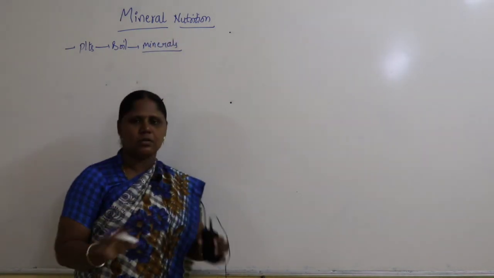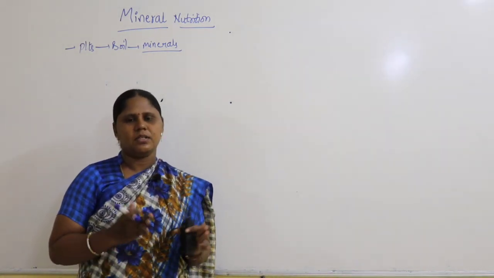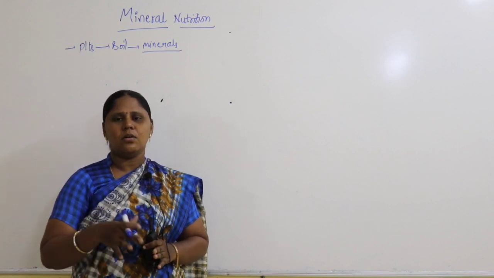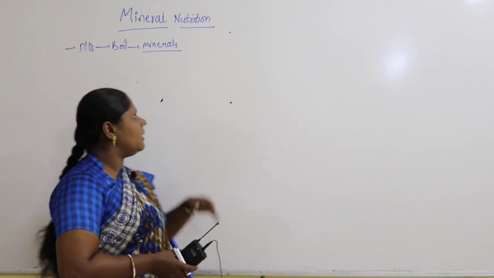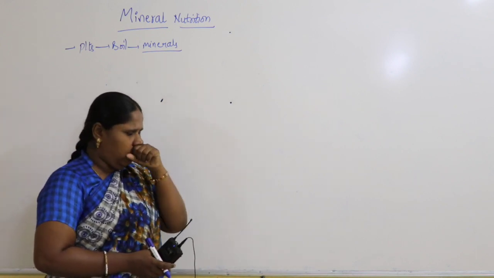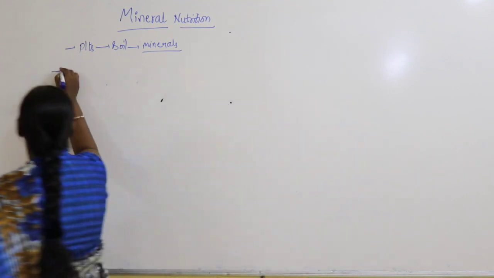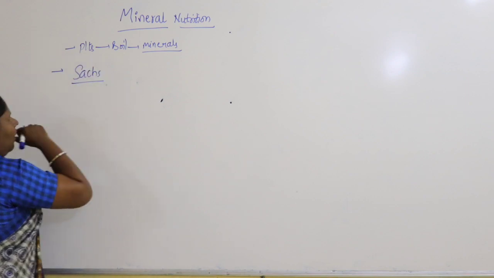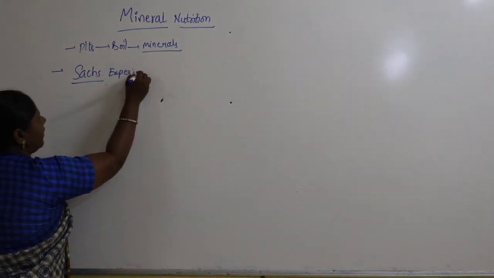So we all know that in plant metabolism there are many processes like photosynthesis, respiration, transportation, transpiration. For all these metabolic processes to happen in the plant, soil is a major source for providing all types of minerals. Previously, there was a scientist, Julius von Sachs, or simply we can say Sachs experiment.